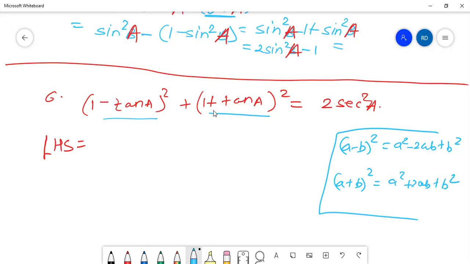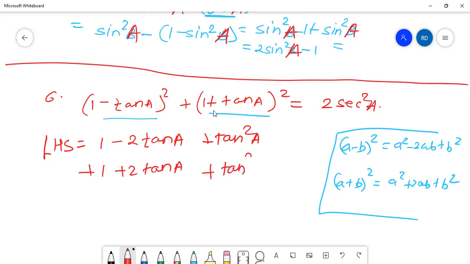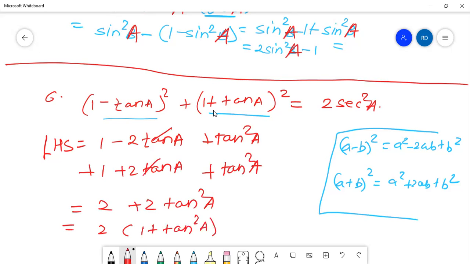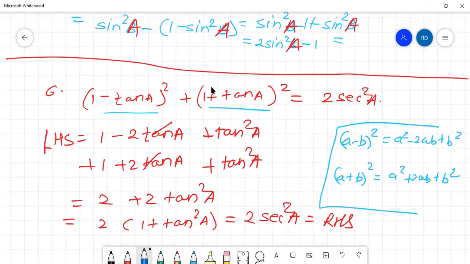Now see, this will become 1 minus 2 tan A plus tan square A plus 1 plus 2 tan A plus tan square A. So these two get cancelled. The answer will become 2 plus 2 tan square A. We'll take 2 common: 1 plus tan square A. We know 1 plus tan square A is equal to sec square A. So 2 into sec square A, which is our RHS, right? So let's move on to the next one.